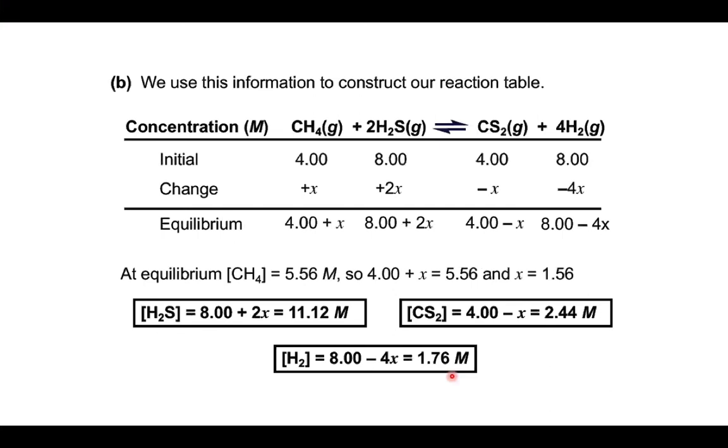So we use this information to construct our reaction table. So the concentration here is given. So this is our reaction table. We've got the initial concentrations, we have the changes in concentrations, and we have the equilibrium concentrations in terms of X.